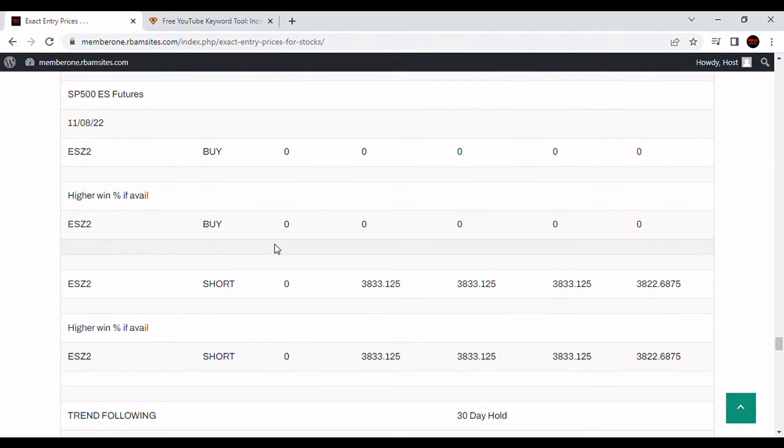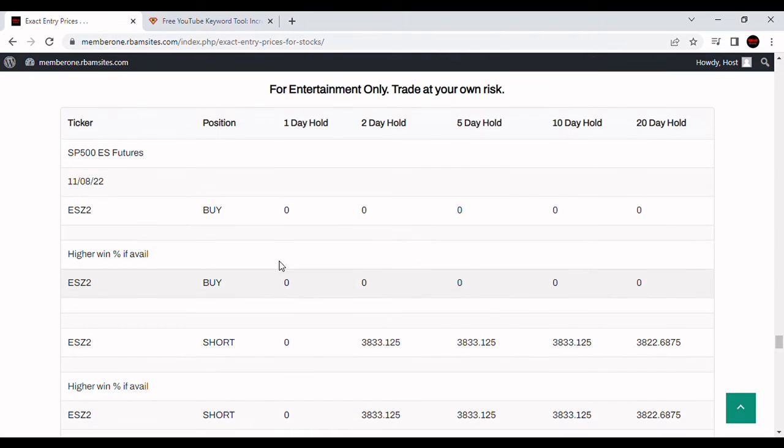So let's go on a little bit here. Basically, again, you're going to get these either buy or a short every morning before 7 a.m., which you can use for day trading in the 1 or 2 columns, or you can use for swing trading, say 2 to 5 day swings, or you can position trade it all the way out to 20 days.